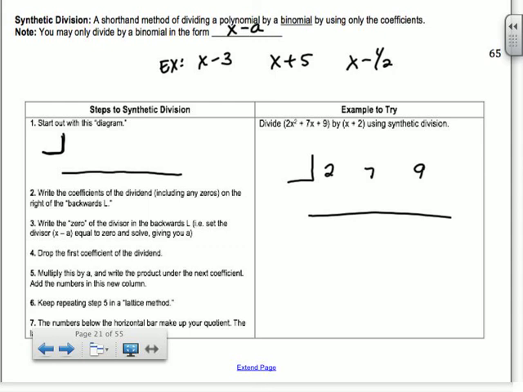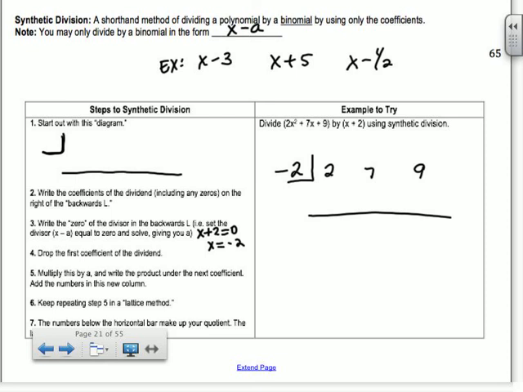Step 3 says write the zero of the divisor in the backwards L. In other words, you can set the divisor equal to 0 and solve, giving you a. So if I set x plus 2 equal to 0 and I solve, I get x equals -2. Basically, it's the opposite sign of whatever you have here. So if you're dividing by x plus 2, you put -2 in your backwards L. The way I always remember this is when we did long division, we drew the line and then we subtracted. With synthetic division, we're always adding. So this negative out here is taking care of changing all of the signs for us.